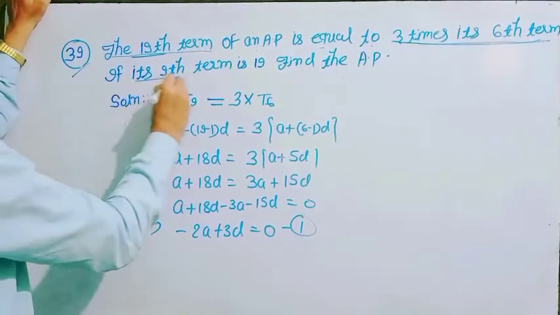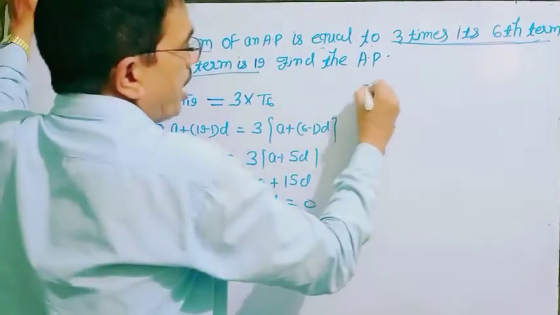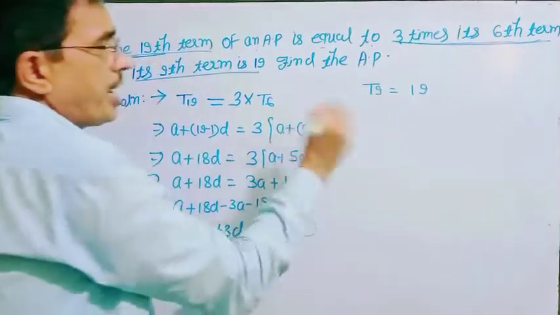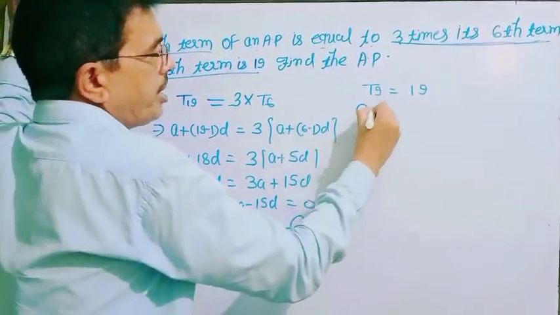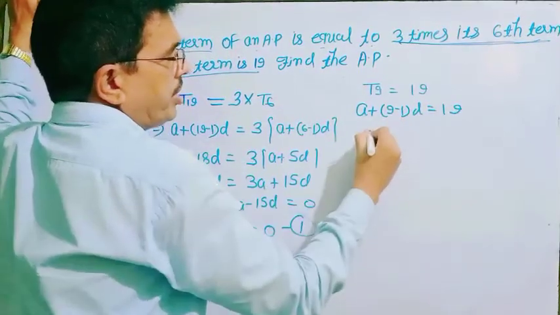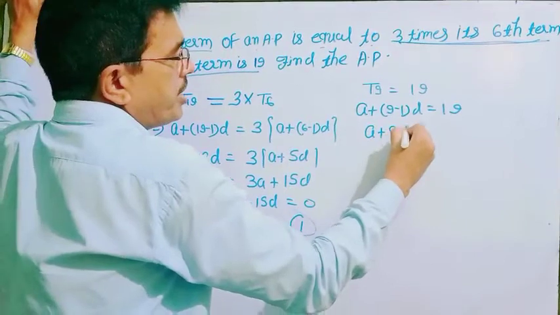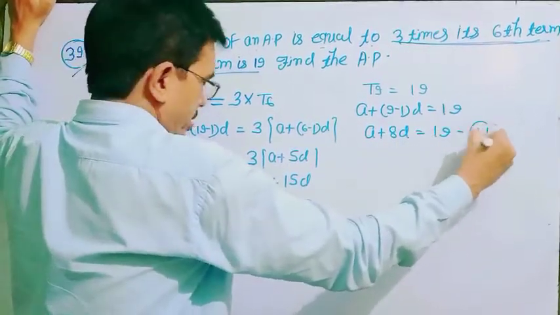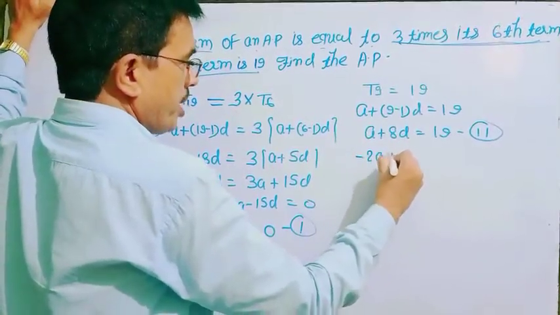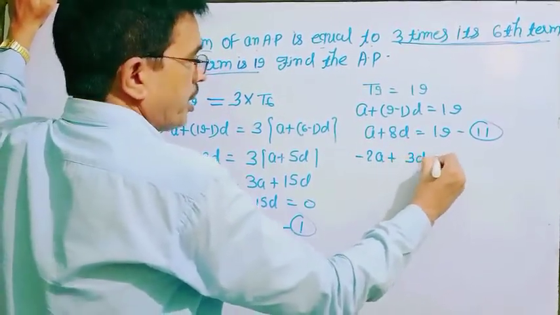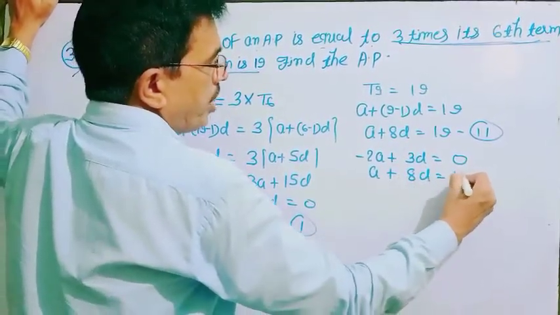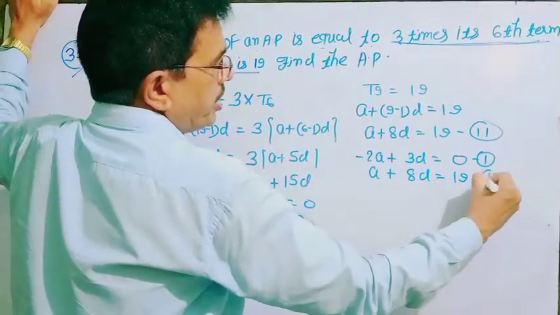The second condition is its 9th term is 19. That means T9 is equal to 19. You write here A plus 9 minus 1 into D is equal to 19. Then A plus 8D is equal to 19. It is the second equation. Now, dear students, you write here minus 2A plus 3D is equal to 0 and A plus 8D is equal to 19. It is the first equation, and there is the second.